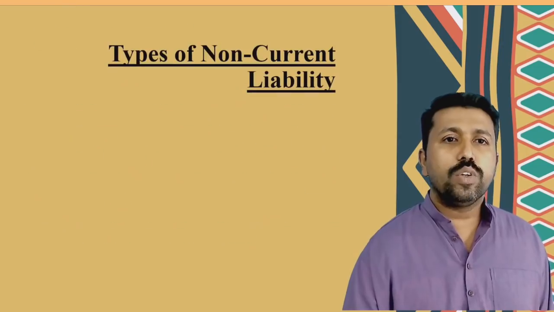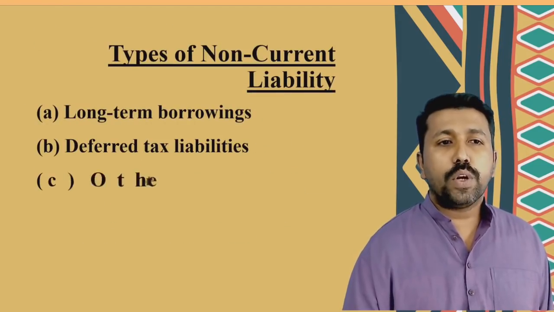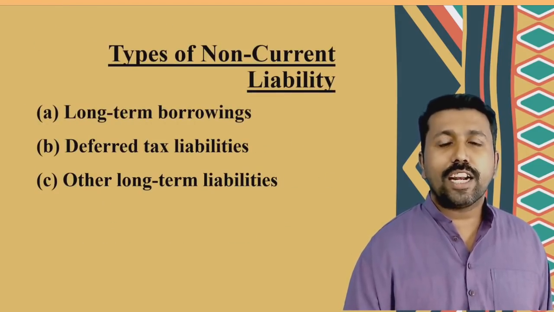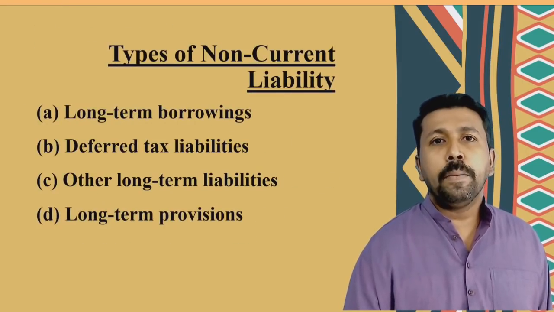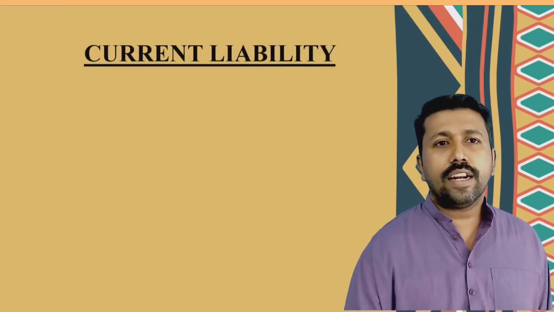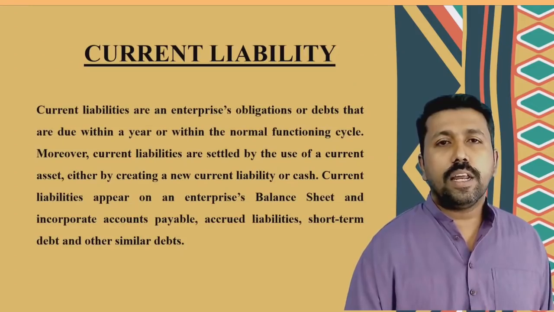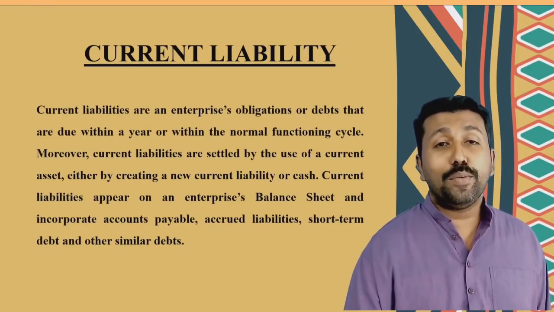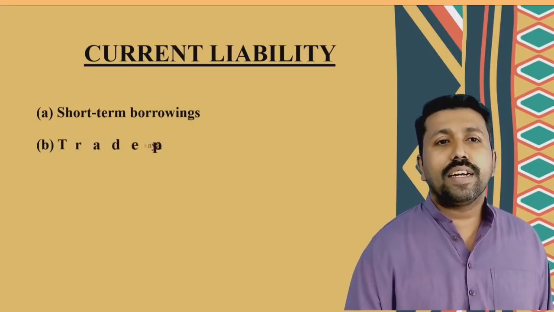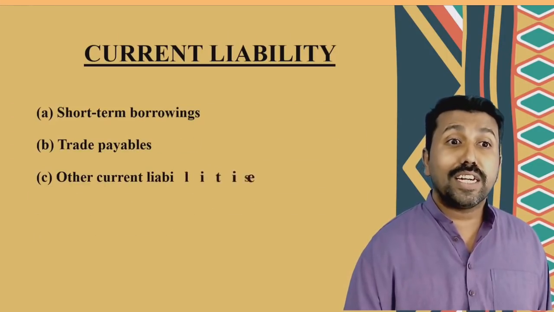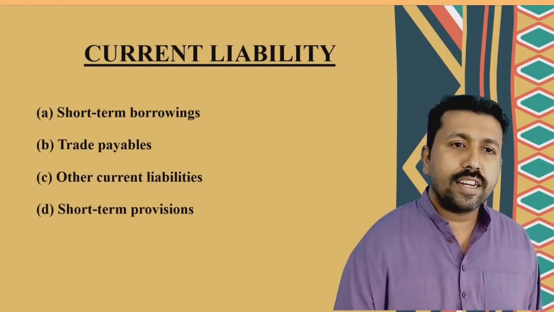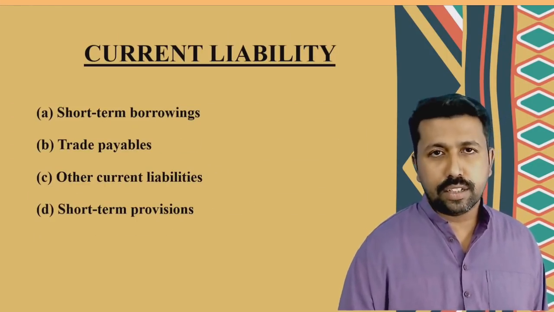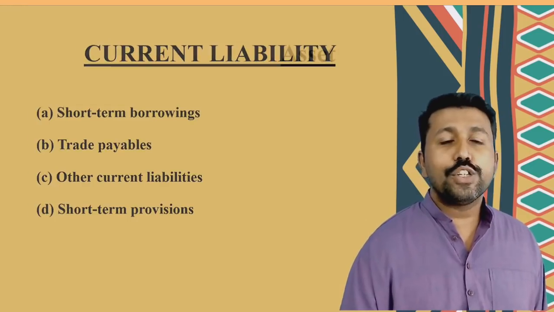And it will include items like long-term borrowings, deferred tax liability, other long-term liability and long-term provision. Regarding current liability, you know very well, current liabilities are the amounts which will be repaid within 1 year, and the items coming under current liability are short-term borrowings, trade payable, other current liability and short-term provision. So these are all the things regarding equity and liability.